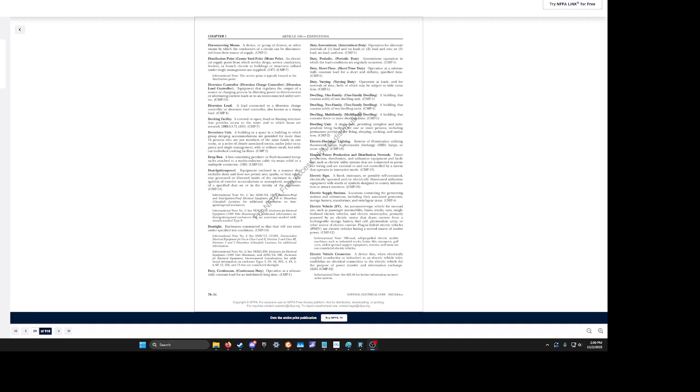Scrolling down, we have electric vehicle. So, a vehicle that runs primarily off of electricity. I think it says something about being primarily powered by an electric motor that draws current from a rechargeable storage battery, fuel cell, PV array, or other source of electric current. And then plug-in hybrid electric vehicles are electric vehicles having a second source of motive power. My apologies there.